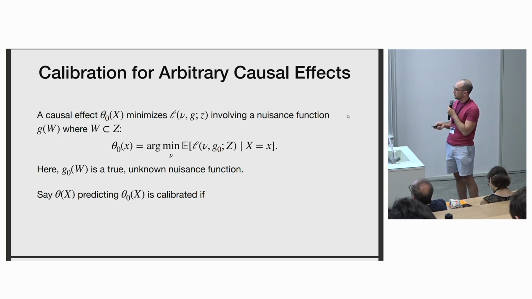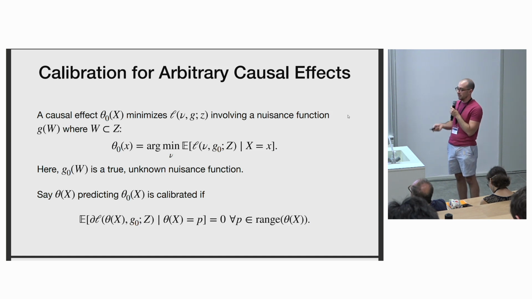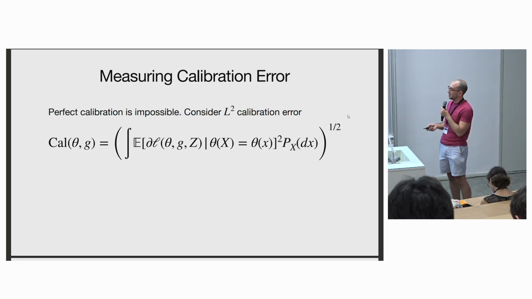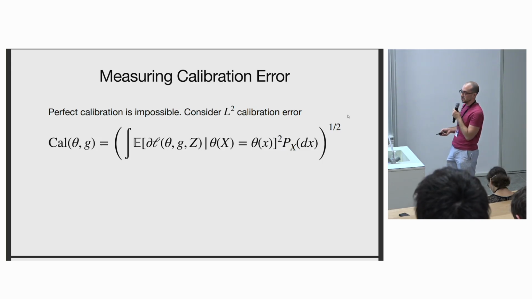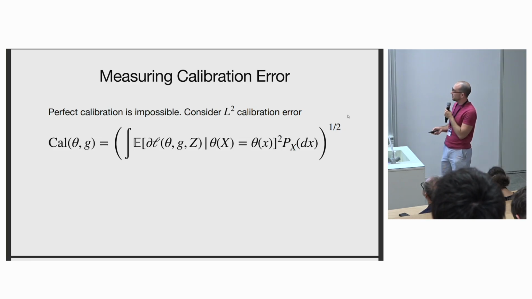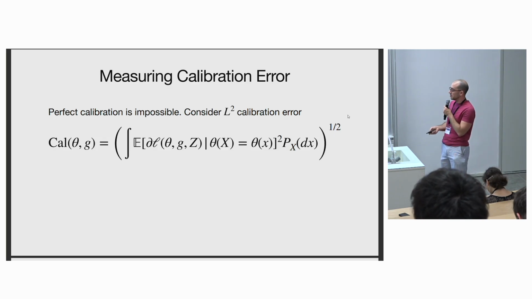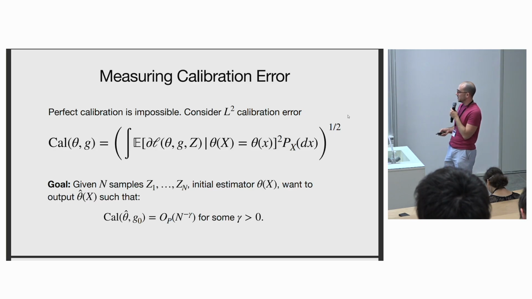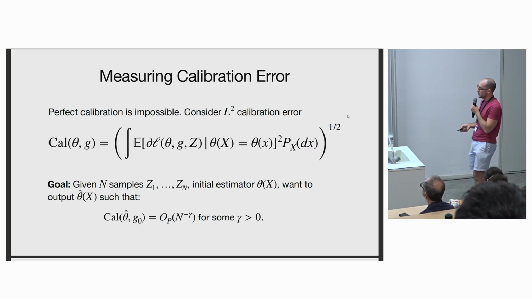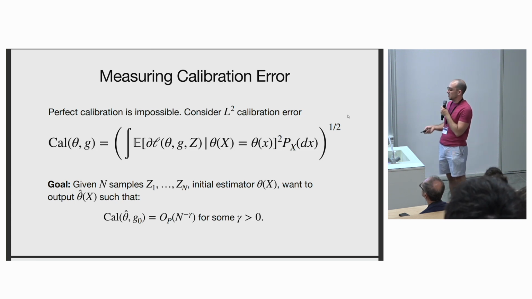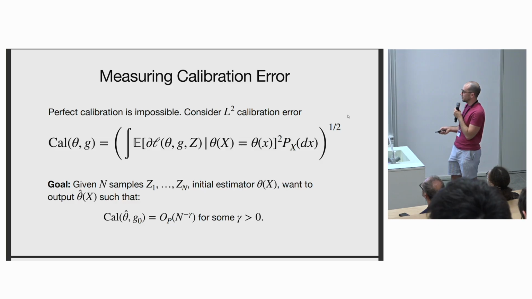Then, once we have this model for theta 0 of x, we simply say that theta of x is calibrated if, once again, the partial derivative of the losses vanishes on any level set. And how do we measure calibration error? Well, given finitely many samples, perfect calibration is impossible, but instead we can consider a natural L2 variant of calibration error. What this means is we average over the level sets of the predictor the squared deviation from the perfect calibration condition. Our goal is, given n samples from the data generating distribution and some initial estimator theta of x, to output a theta hat of x such that the calibration error is small, maybe inverse polynomial for some gamma.